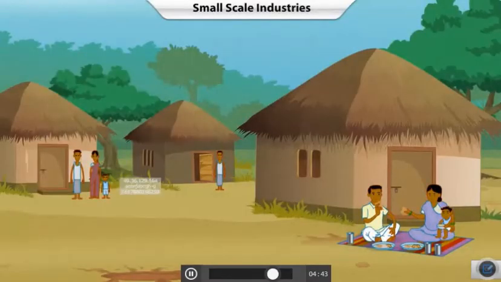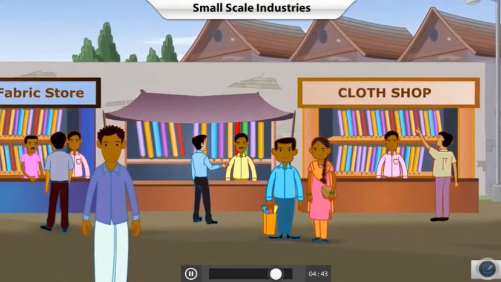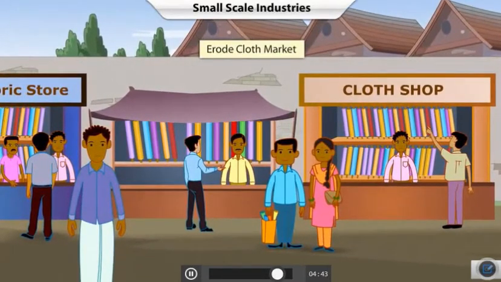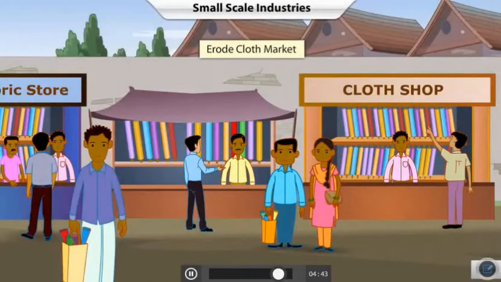Like Shankar, many other enterprising people living in Erode have set up their own small-scale industry. Weavers like Shankar now sell their merchandise at the local bi-weekly market held in the cloth market at Erode. Since the number of weavers is large, the cloth market of Erode has risen to become one of the largest cloth markets in the world.